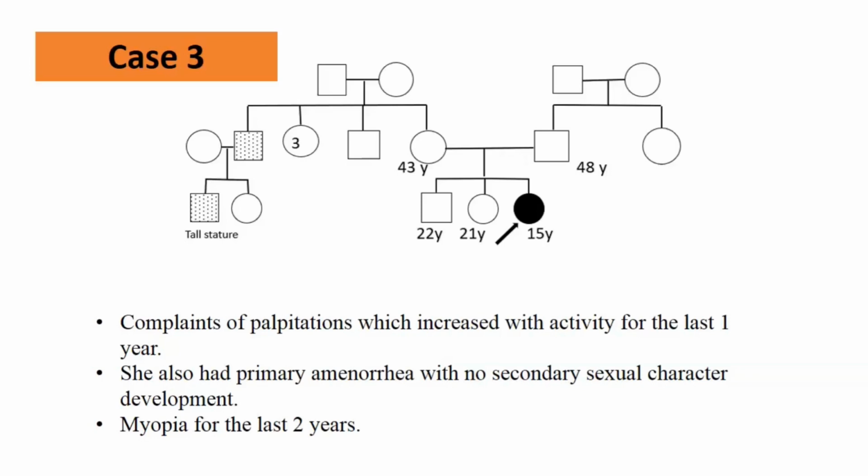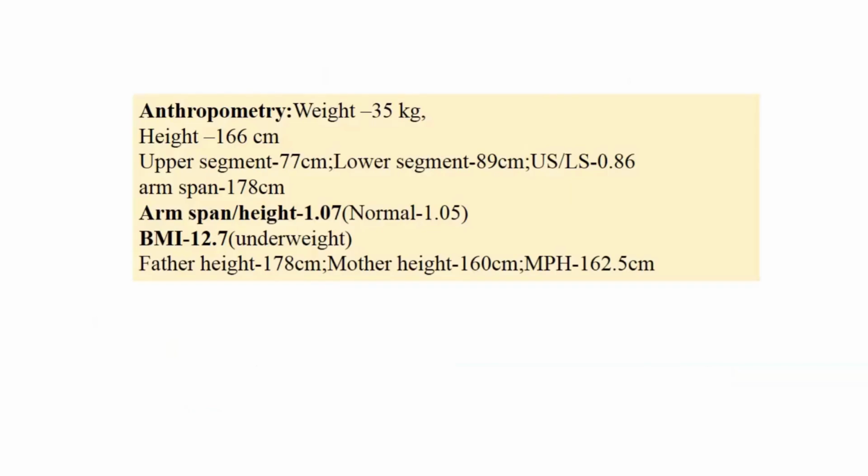So, primary amenorrhea with tall stature, any differential diagnosis from androgen insensitivity and so on? There is one disease called Perrault syndrome. This leads to tall stature with primary amenorrhea, but they have deafness. Deafness is very predominant in them. But this girl did not have deafness. She only had palpitations, tall stature, myopia, but she had primary amenorrhea.